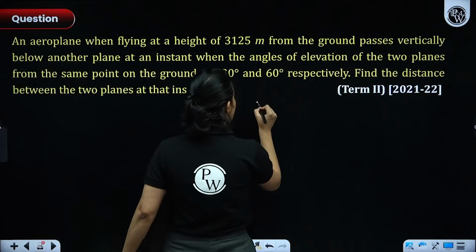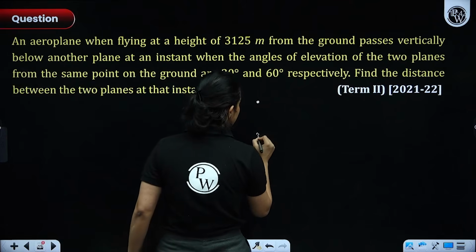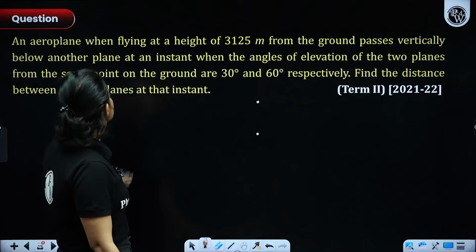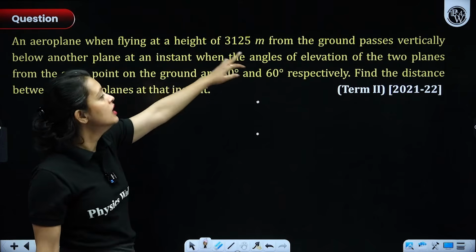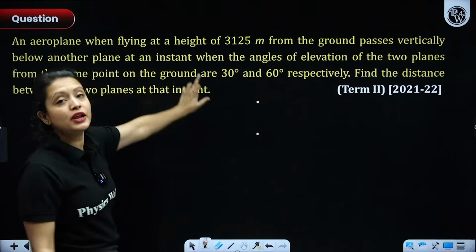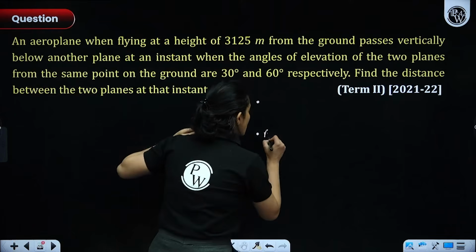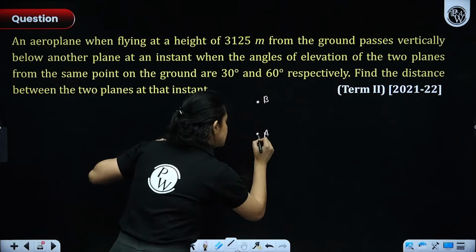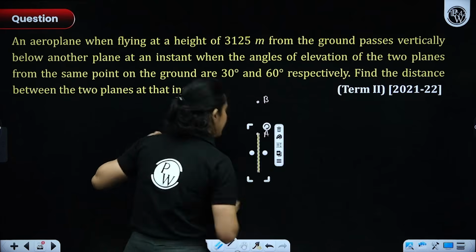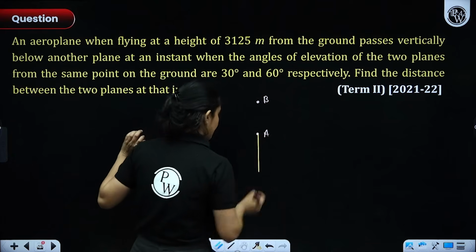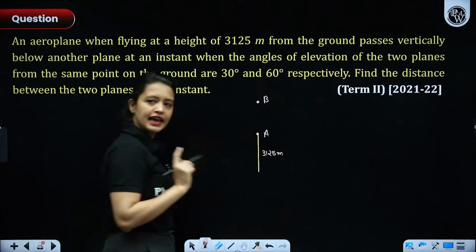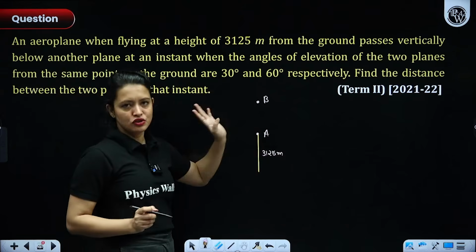So guys, we have two planes. They are both point size because nothing about them is given. Okay? Now the plane which is flying at a height of 3125 meter, it passes vertically below another one. So this is A, this is B, these are the two planes. So the distance of plane A from the ground is given as 3125 meters. Okay, understood? The distance of B we don't know.